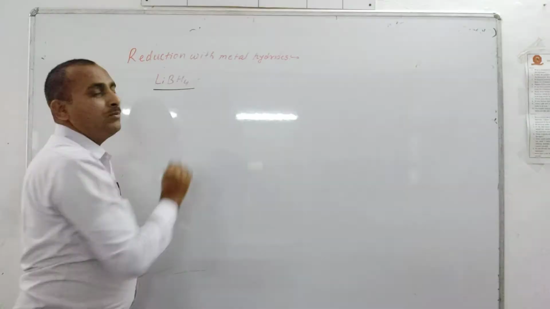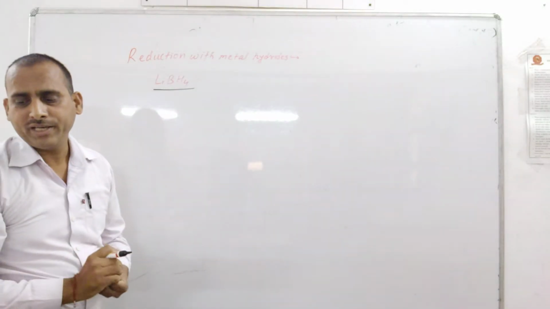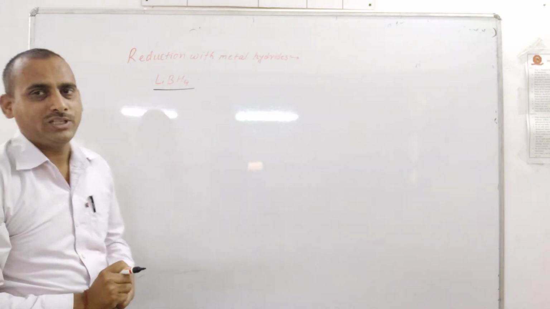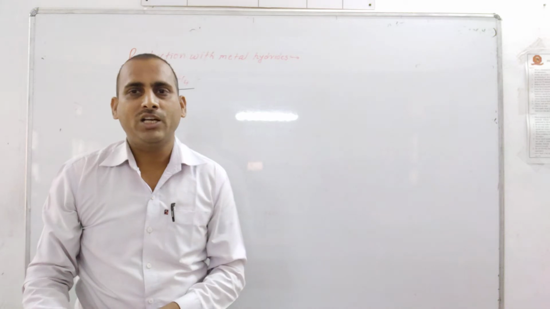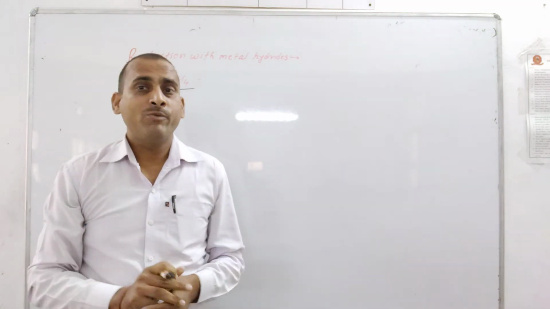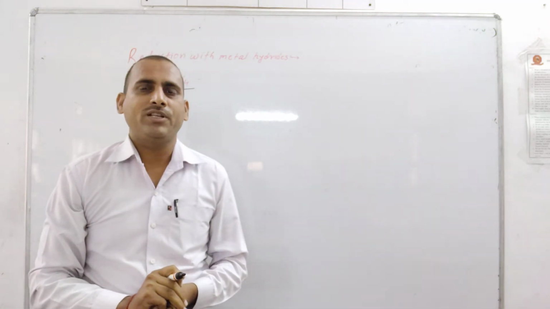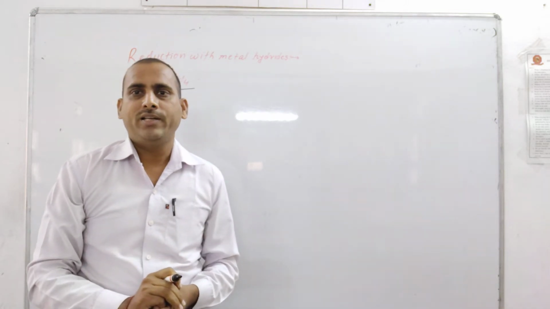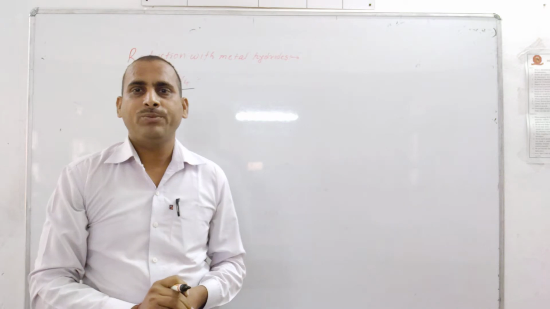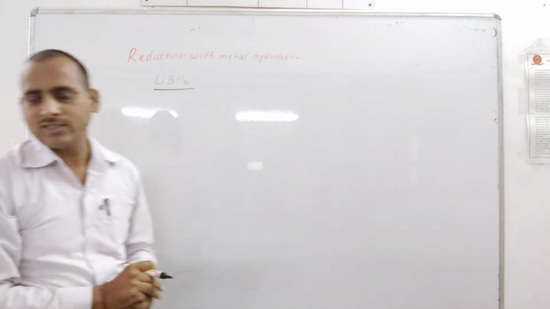Lithium borohydride is used for the selective reduction of ester to primary alcohol. It is a chemoselective reducing agent for the reduction of ester in presence of carboxylic acids. Only the ester group is reduced. So let's see the example.